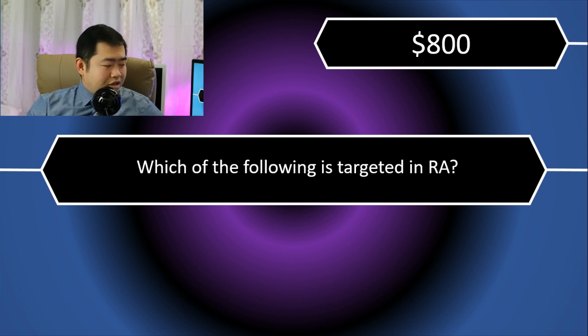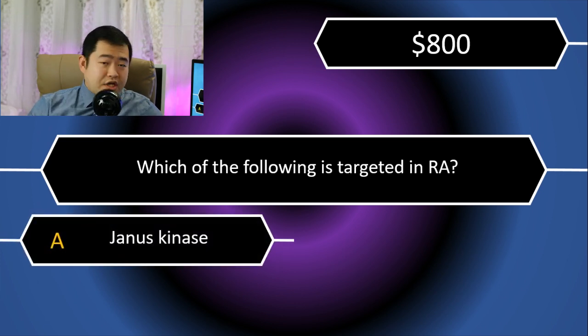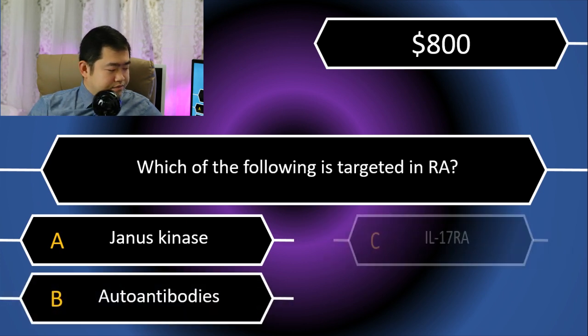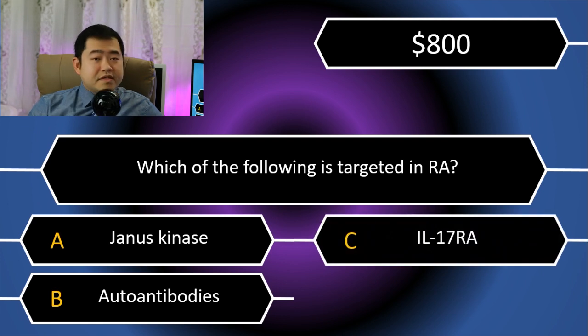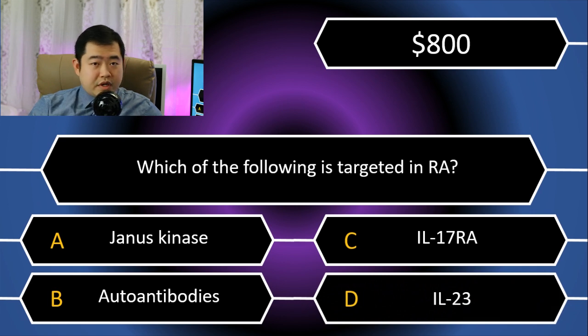Alright, which of the following is targeted in RA treatment? First, A is Janus kinase. B, autoantibodies. C, IL-17A receptor. And D, IL-23. This requires maybe a little bit of thinking, but again, if you pay attention, by the process of elimination, you should be able to quickly identify the target that is being targeted in the treatment of RA.